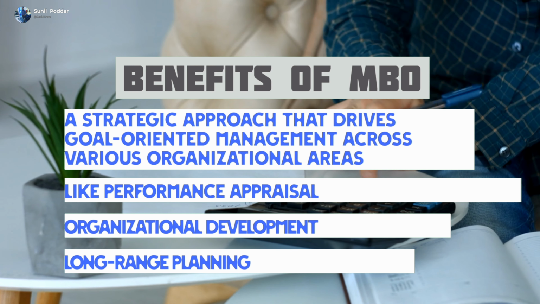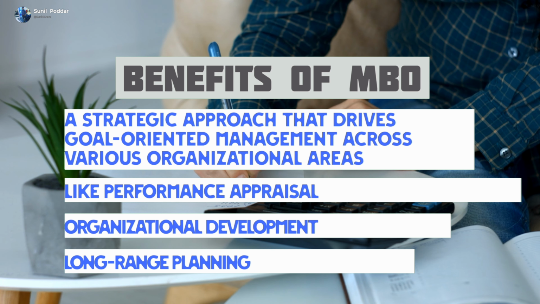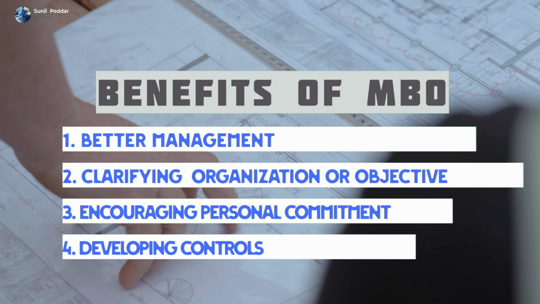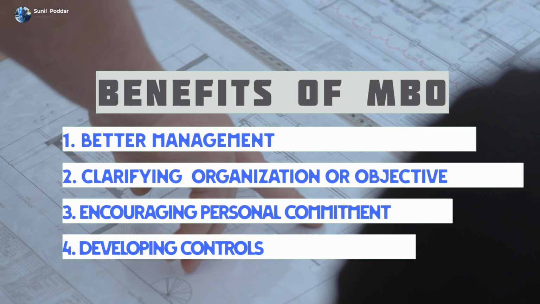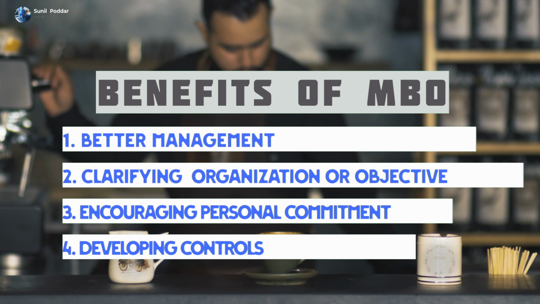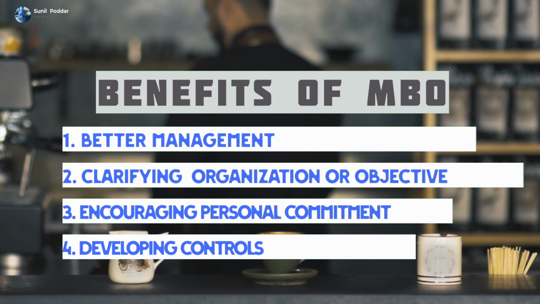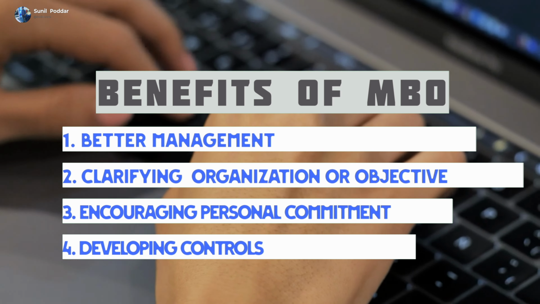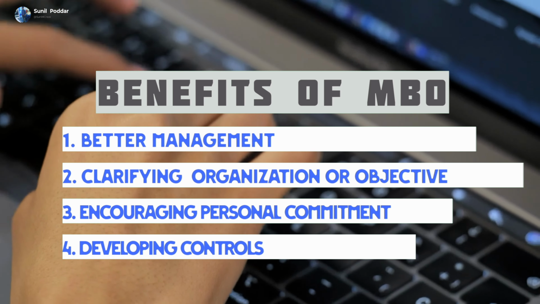Benefits of management by objective. It is a strategic approach that drives goal-oriented management across various organizational areas like performance appraisal, organizational development, and long-range planning. Key benefits of MBO are better management. MBO enhances management quality by emphasizing goal setting for every activity and individual. For instance, a tech company like Google uses OKR, objectives and key results, a form of MBO, to set ambitious goals and measurable progress. This focus on results rather than just activity leads to better planning and resource allocation, ensuring balanced objectives and improved management outcomes.